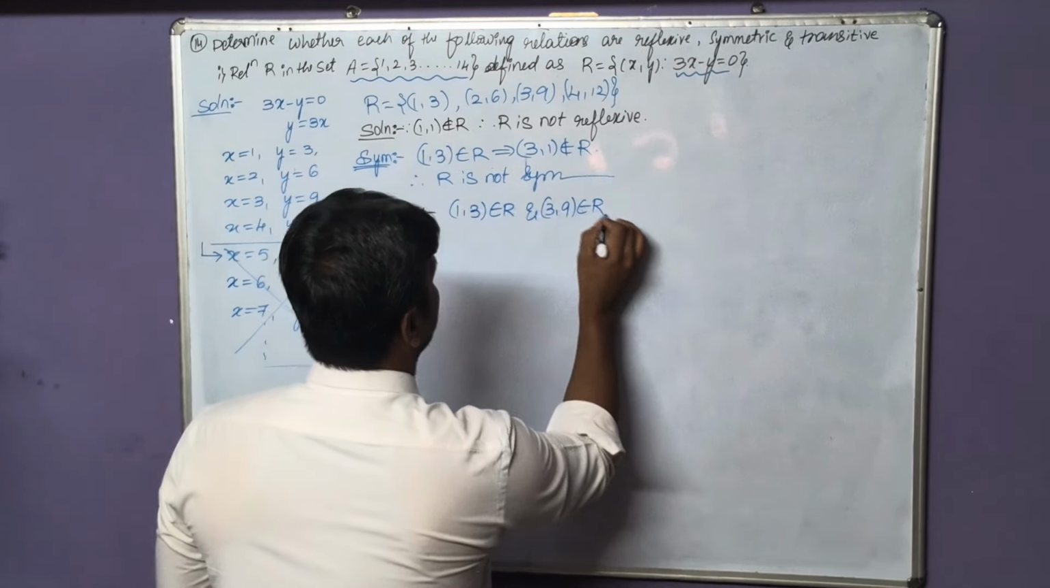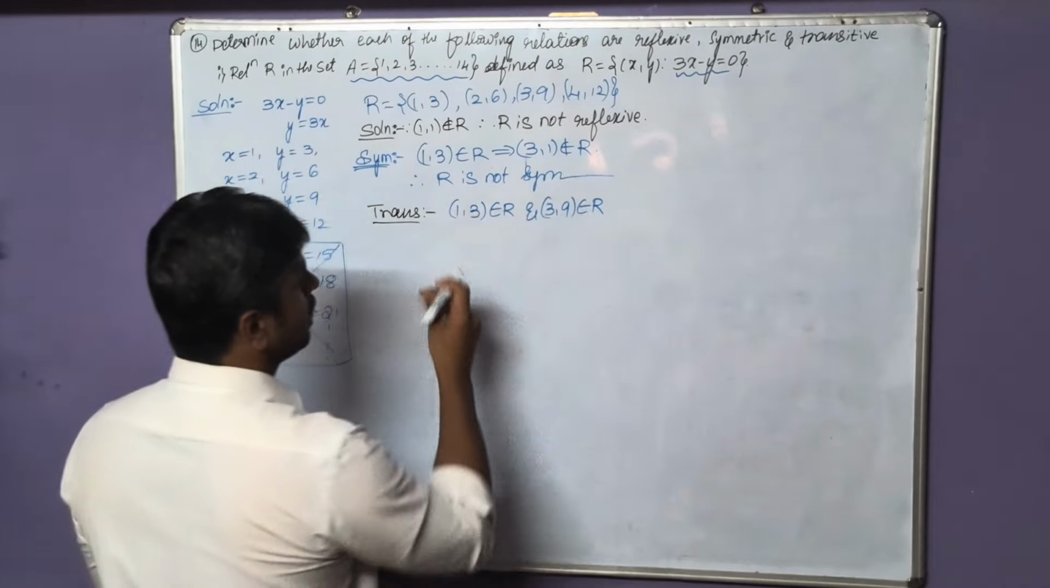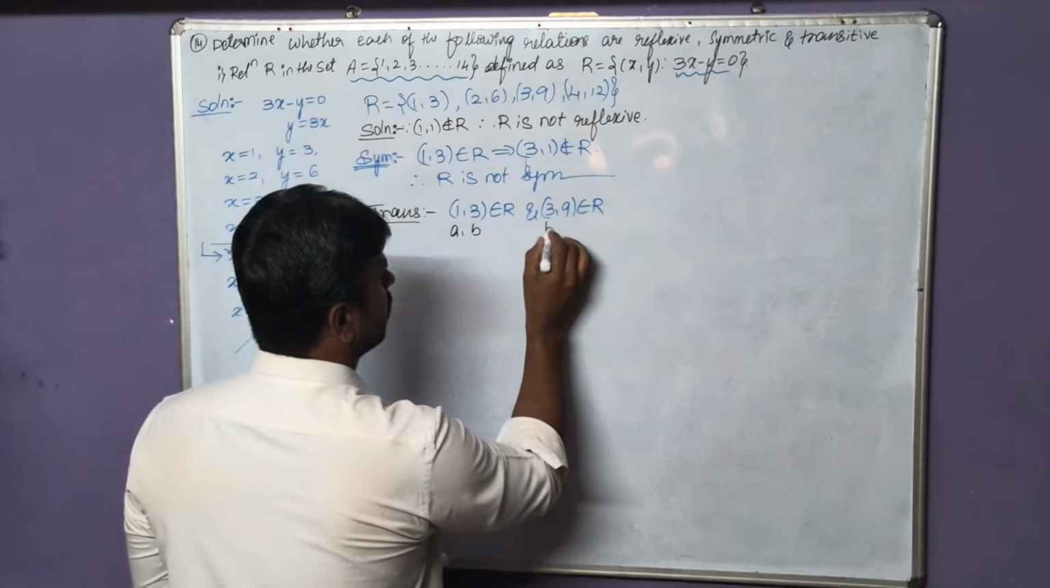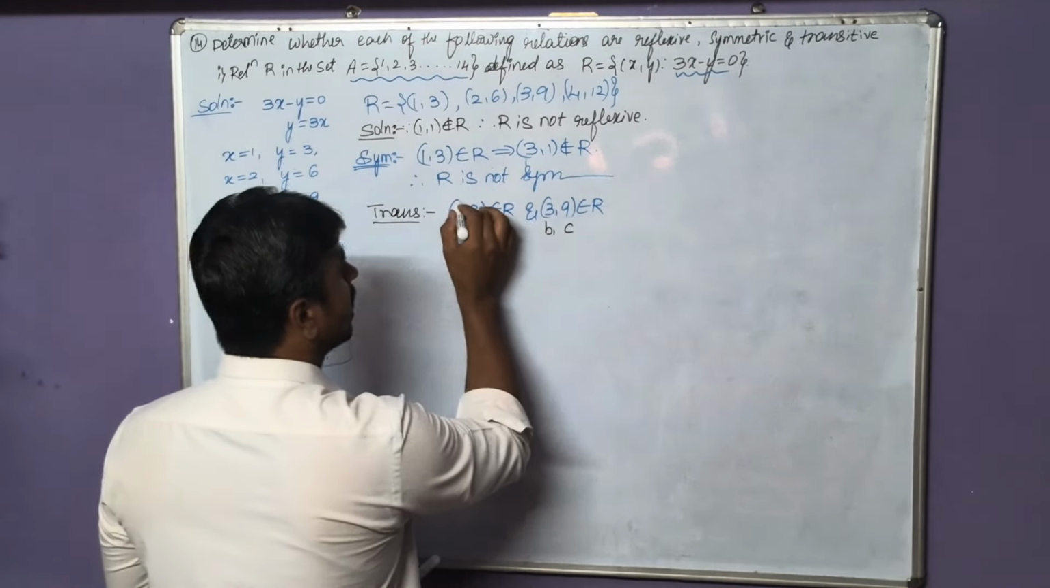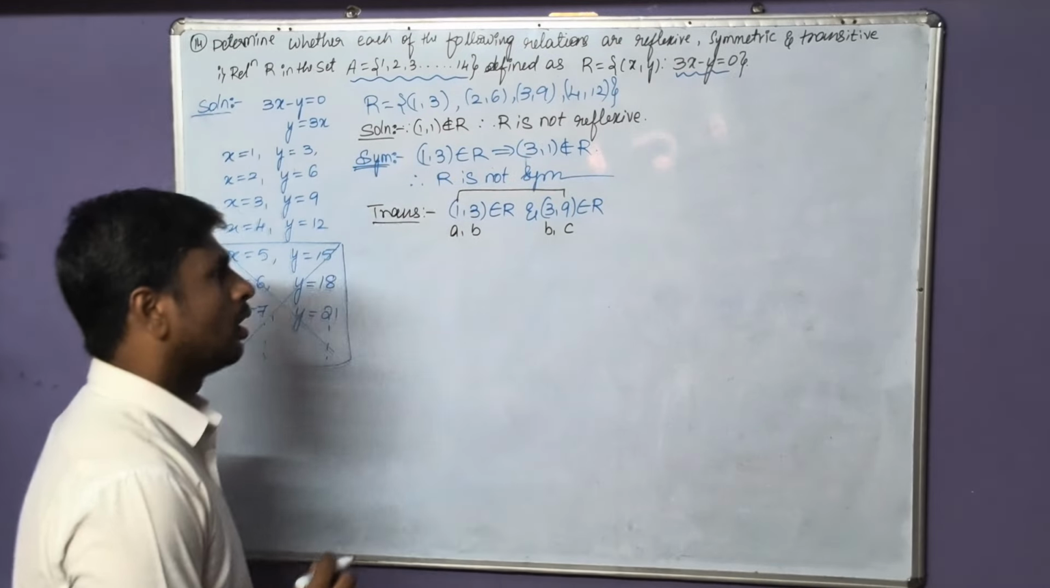We have the two ordered pairs in the form of A comma B and B comma C. A comma B and B comma C. Then what should be A and C? A and C should be 1 comma 9.